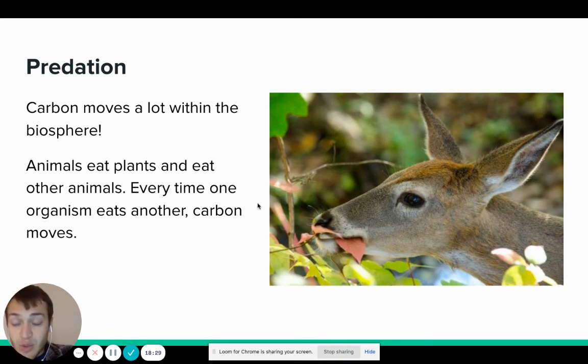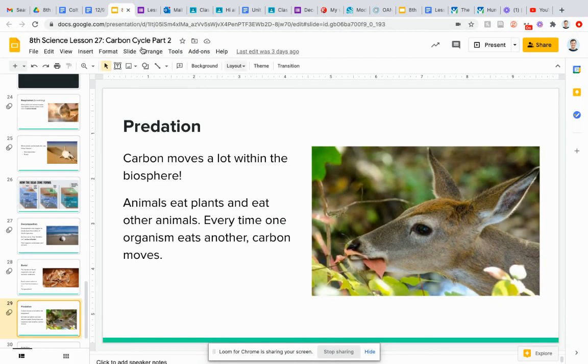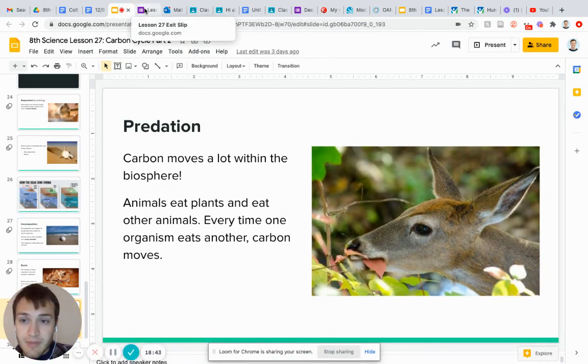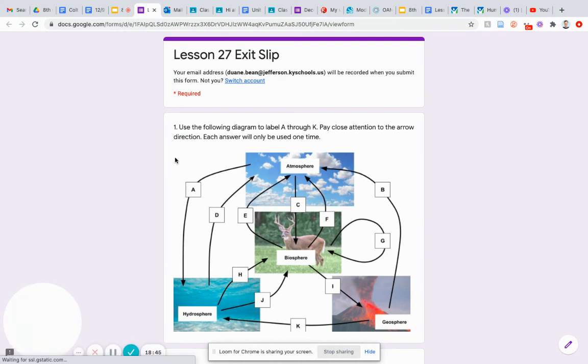Cool. So now if you go on Google Classroom, there's a post called Lesson 27 Kahoot. You can go ahead and play that Kahoot by yourself. Then when you're done with that, we're actually going to do the exit slip. So on Google Classroom, there's a post called Lesson 27 Exit Slip.